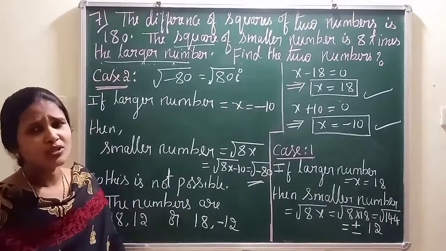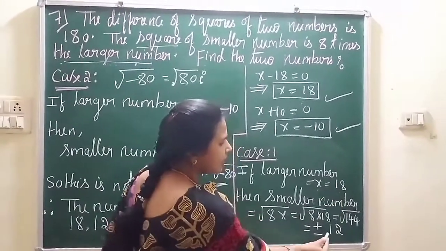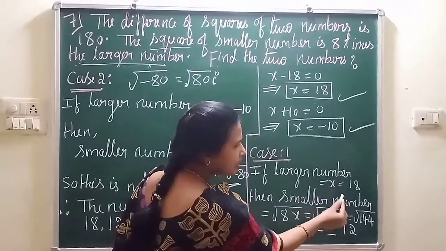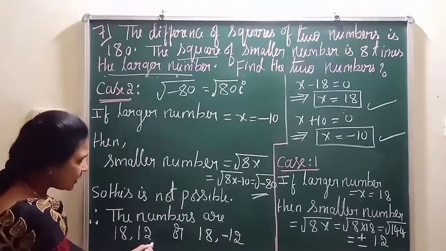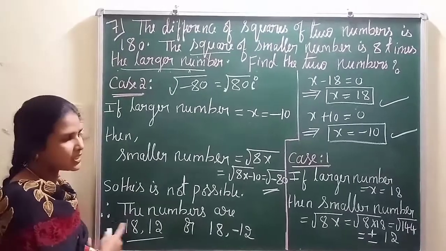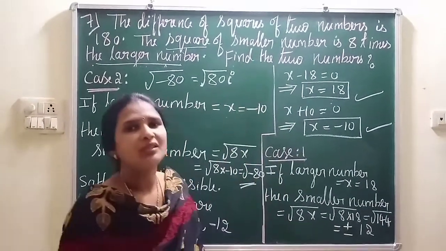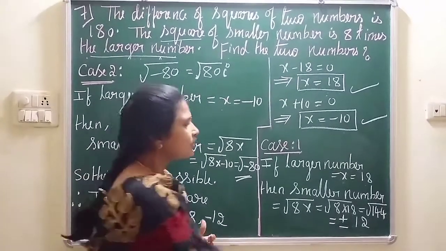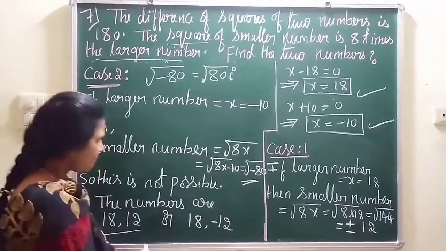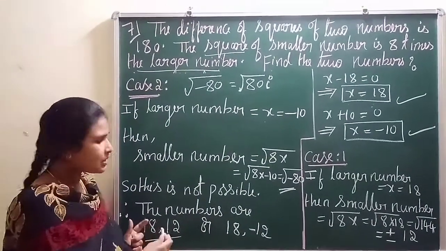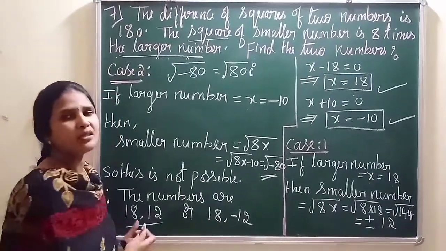So then what is the conclusion? He asked for two numbers. So x equal to 18, the larger number is 18, then what will be the smaller number? A positive number, that is 12. So 18 and 12 can be the numbers, and one more is 18 and minus 12, because he didn't mention that they are positive or negative. So in this way we can conclude that the two numbers are 18 and 12, or 18 and minus 12.